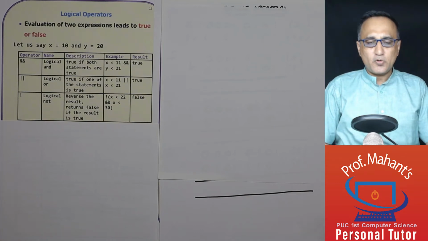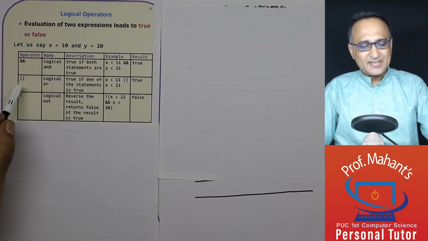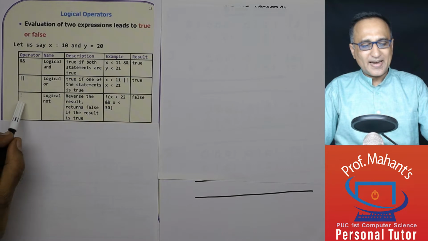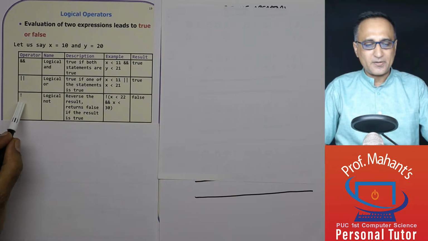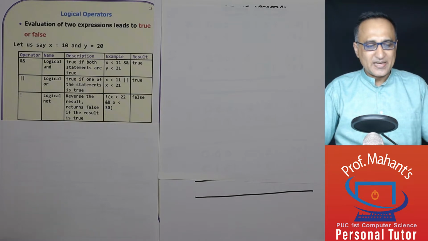We shall now talk about a few more binary operators, namely the logical operators and the bitwise operators. We shall be discussing three logical operators. This is called the logical AND, this is called the logical OR, and this is the logical NOT operator. In order to understand their working, let's take an example.